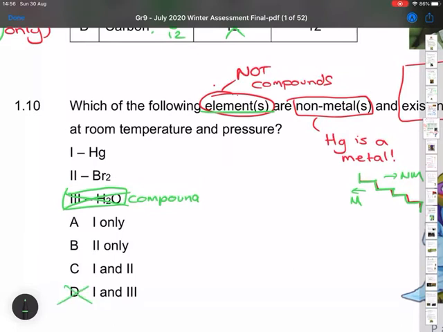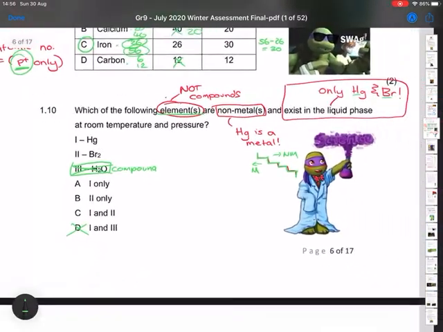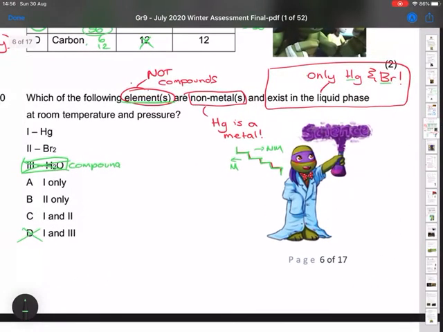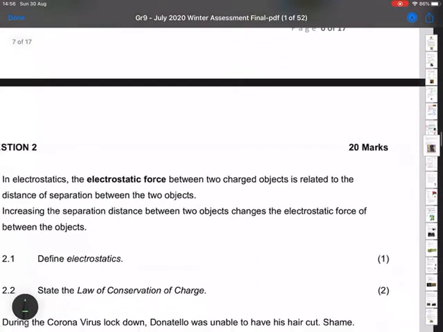I said mercury and bromine are liquids at room temperature. However, mercury is a metal. They specifically asked for non-metal, so mercury is not an option. So bromine, option B, is the right answer. All right.